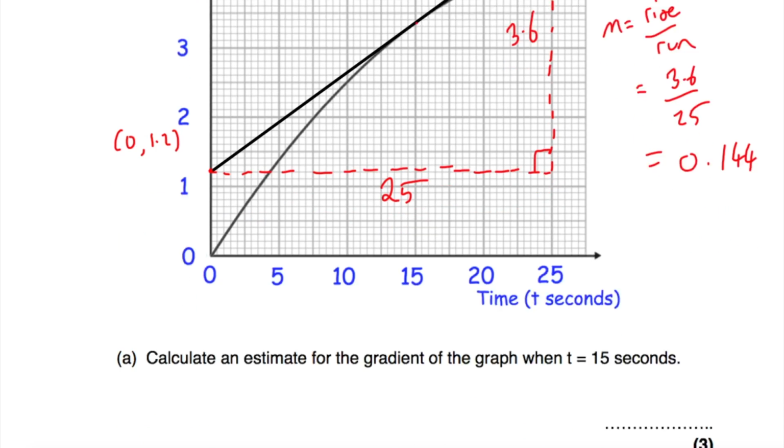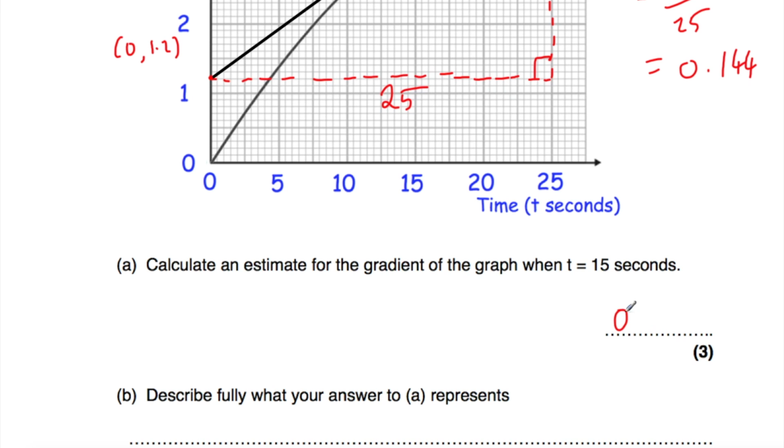So I've got 0.144 as the gradient of the graph at 15 seconds. And if you got that, well done. Or if you got something similar to that, well done.